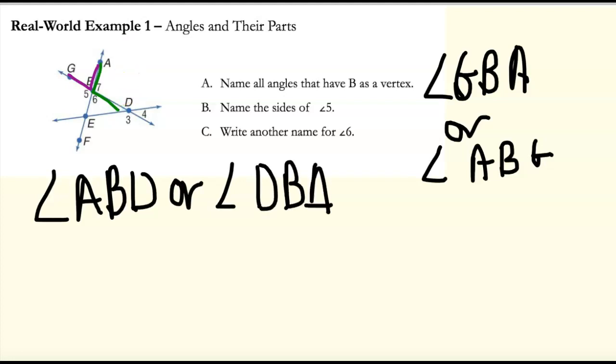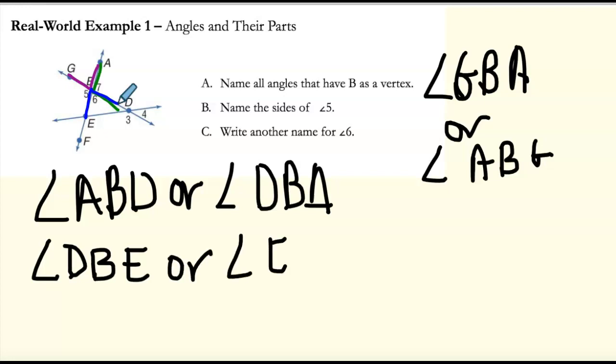So we're not done. We still have a vertex here of B in this spot. So we would have to name that angle then. So that one could be DBE, or we could name it angle EBD. So we're almost done. We have one more angle to get to over here.